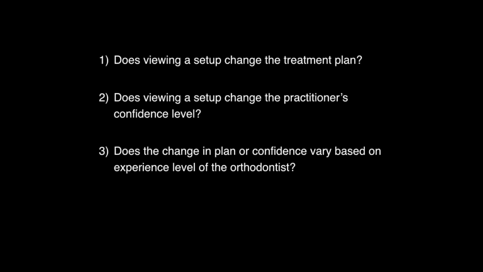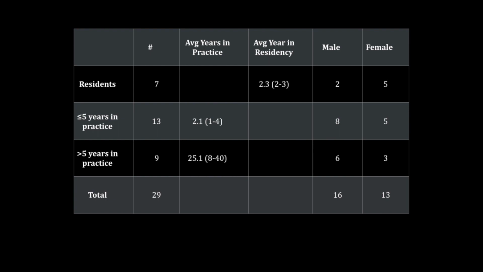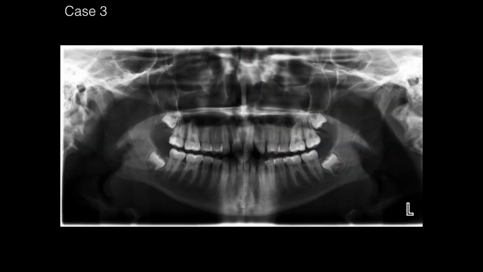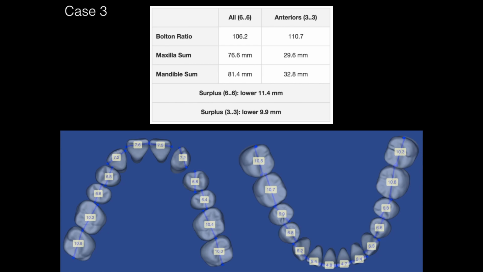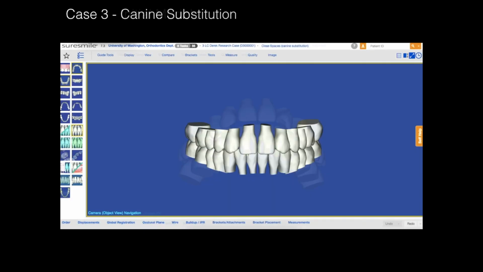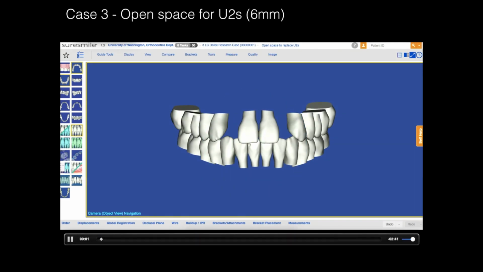So what we did is we found 6 cases that could benefit from multiple different treatment options, and we made all of the possible setups for these cases. We then recruited 29 orthodontists and residents to treatment plan these cases. We'd first show them the records, have them write down their top 3 treatment plans, then show them the setups for these 3 plans, and then ask again, what is your top plan? Do you want to keep it the same, or do you want to change it?